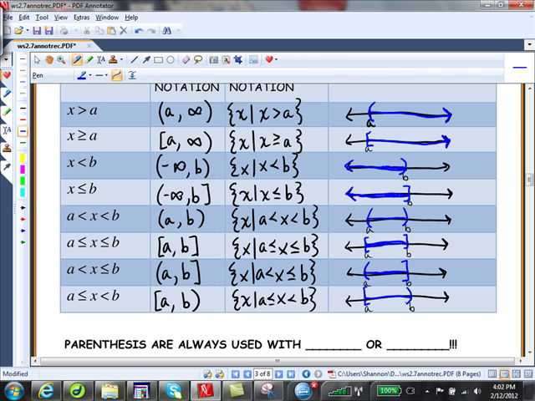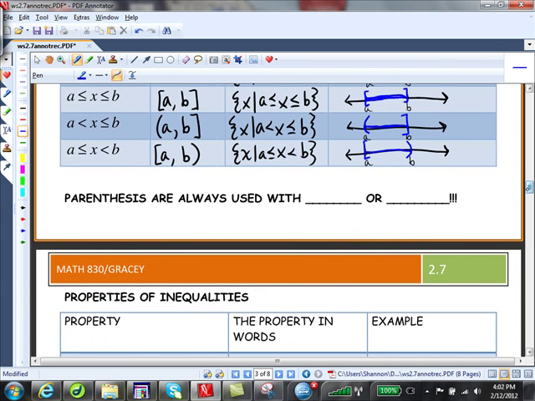Now notice that the first four are tails of the graph, right? And the last four end up being line segments, don't they? So these last four are considered to be compound inequalities, and when you have it written as one single statement like that, then you typically have a segment of the line. All right. Parentheses are always used with minus infinity or positive infinity, which we just write as infinity.